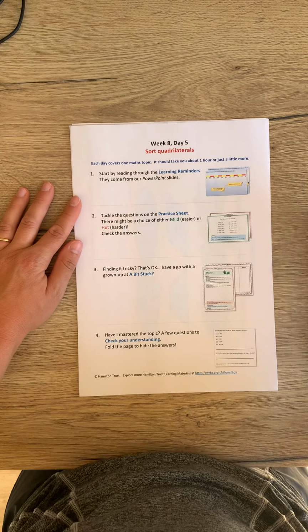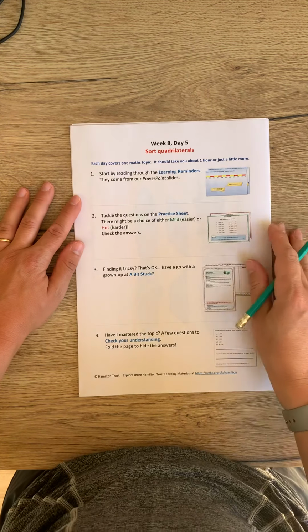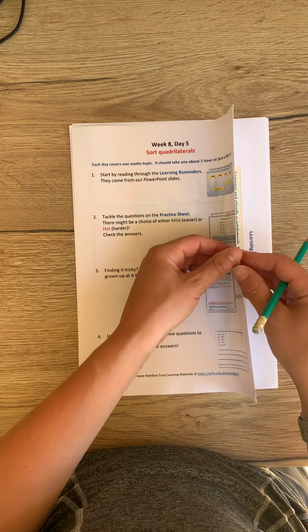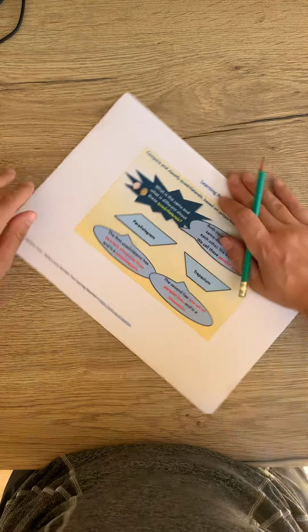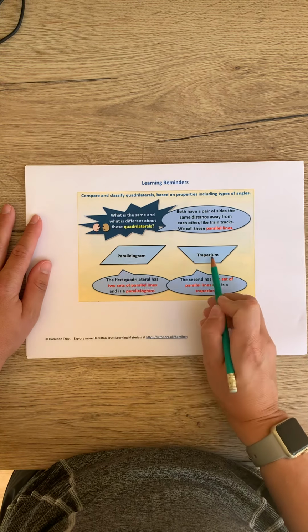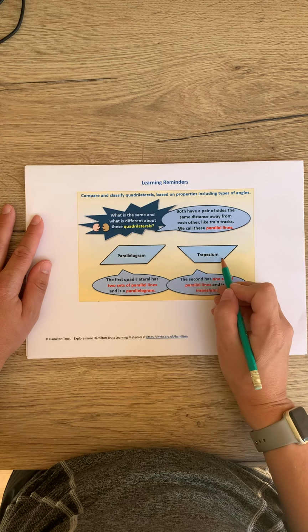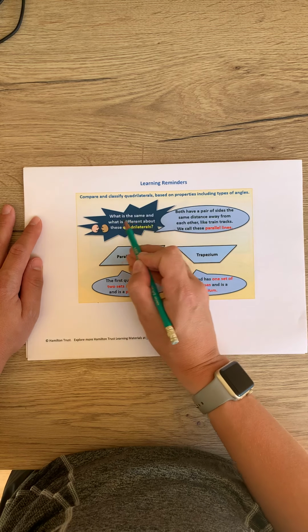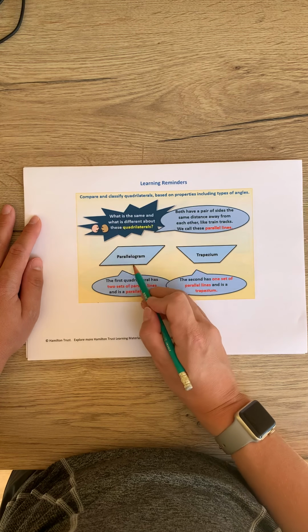And today we're looking at sorting quadrilaterals. So we looked at the angles within quadrilaterals yesterday, and today we're looking at sorting them. So to start us off, we've got two quadrilaterals here, a parallelogram and a trapezium. And the question you're being asked is, what is the same and what is different about these quadrilaterals?